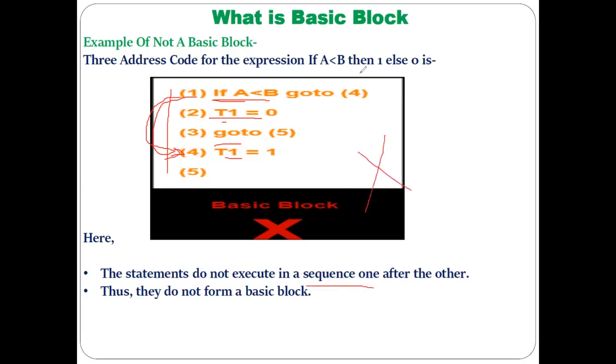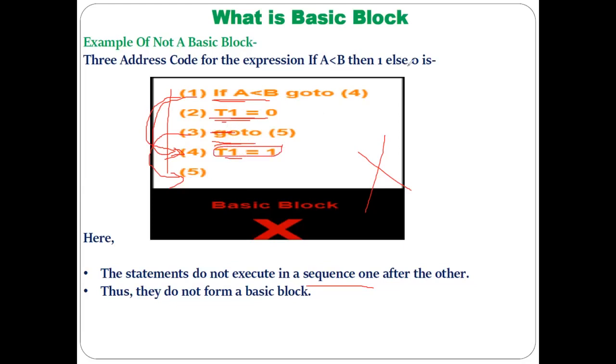So if A is less than B is false, then control will go to the second, then from the second it will go to the third, but from the third it will not go to the fourth. From the third it will directly go to the fifth, means it will come out. If A is less than B is false, then this will get executed, after this the third will get executed. But from the third, control is directly shifting to the fifth, not to the fourth.